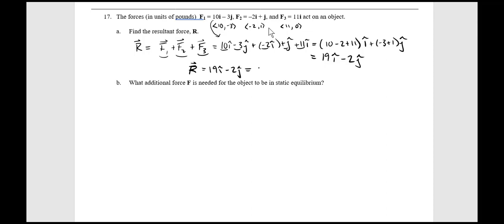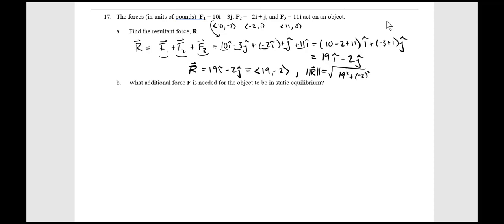You could express it in this notation, or you could figure out the magnitude of this force, right? Which is probably a pretty important thing to understand. If all these forces are acting on the same object, knowing how much force overall this thing's experiencing might be an important idea. That would be the magnitude of the resultant.